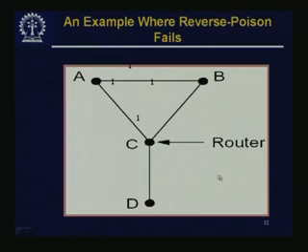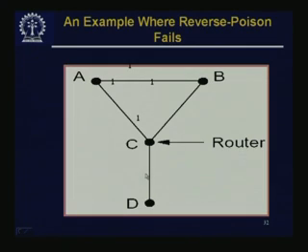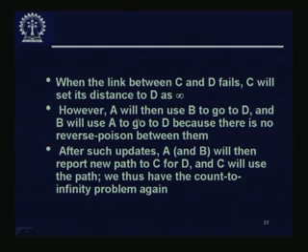Okay. But look at this case. Suppose we have a network structure like this: A, B, C and D. These are all routers. To simplify things, let us say all the links have a cost of 1. Now, suppose the link between C and D fails. What will happen? C will set its distance to D as infinity. However, A will then use B to go to D and B will use A to go to D, because there is no poisonous reverse between them.